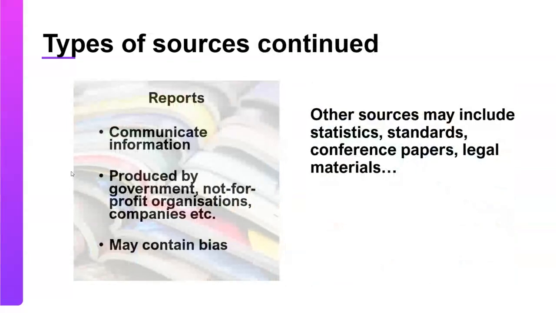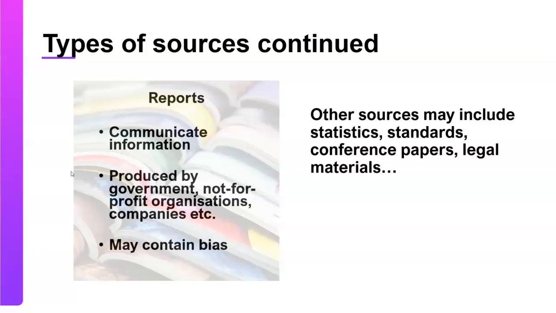So we can also have reports. They communicate information, there's a lot of data. They're produced by government, not-for-profit organisations and companies, and they may contain bias, especially if they are reports that have been produced by a particular organisation. They're generally going to make the organisation look good, right? So always look at who has published the report and what they're trying to do with it.